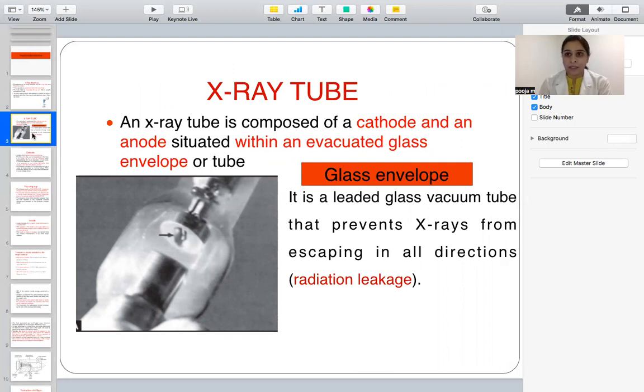Your X-ray tube again contains two components, that is a cathode and an anode. The cathode and anode are positioned within an evacuated glass envelope or glass tube. The function of this glass envelope is that it is leaded from inside and prevents radiation leakage. Whatever X-rays are produced will be divergent, and the leakage of this radiation will be restricted with the help of this glass envelope.